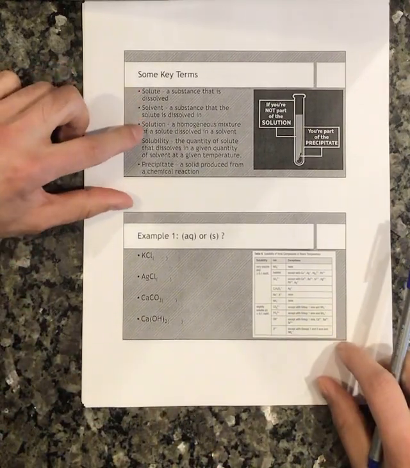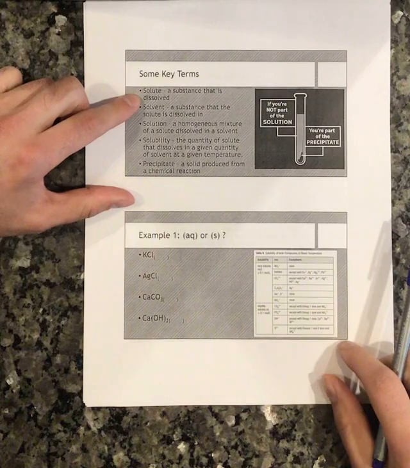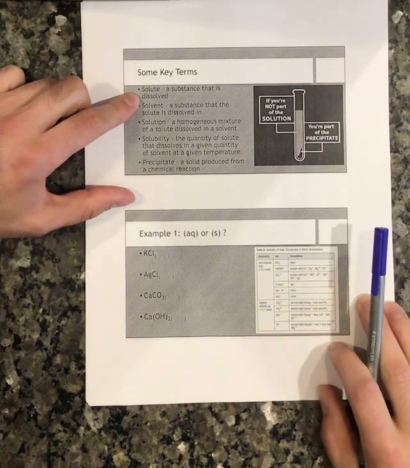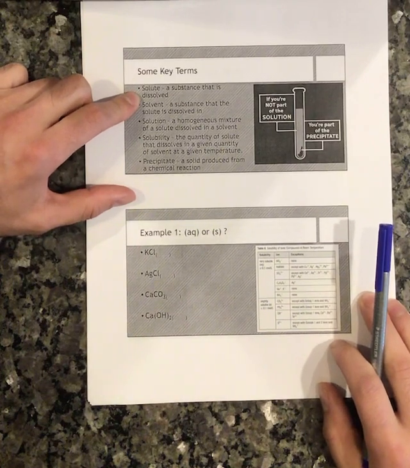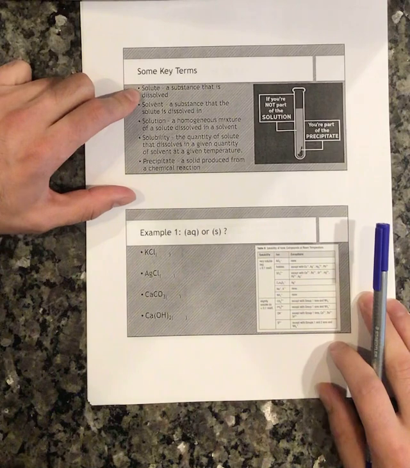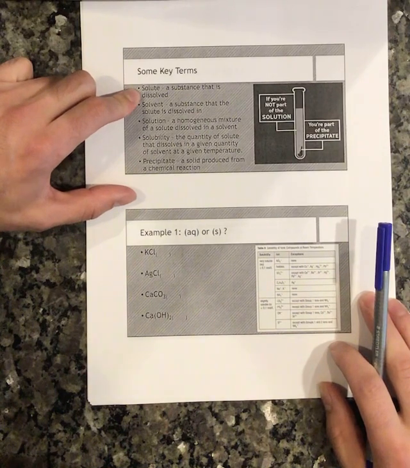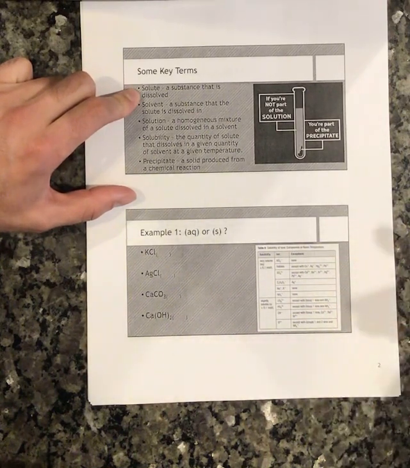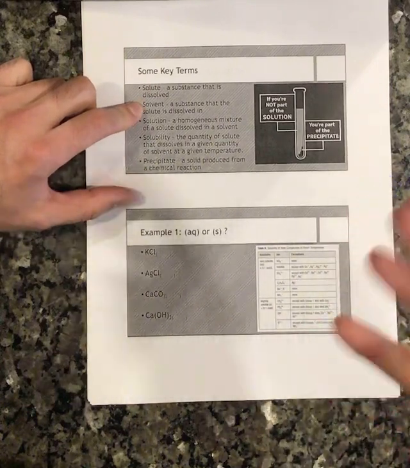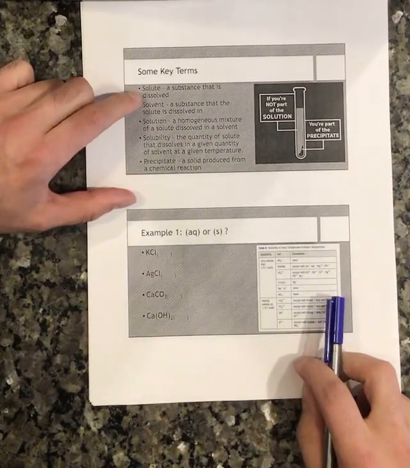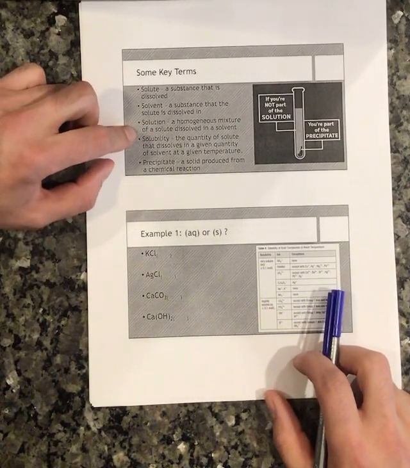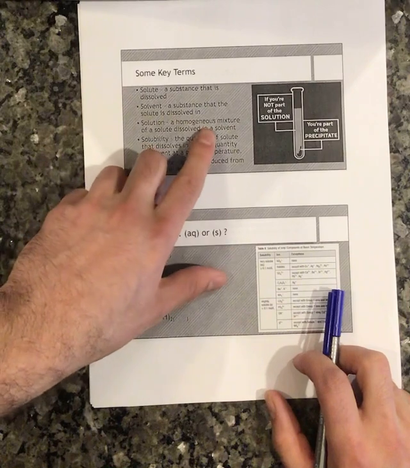These first three definitions should make sense to you as you've been seeing them for the past couple of years. If I'm mixing salt with water, the salt is the substance that is being dissolved. That is what we call a solute. The water is the solvent. That's the substance that we're dissolving the salt into. When we mix our solute and our solvent together, we make a solution. And once again, a solution is a homogeneous mixture.